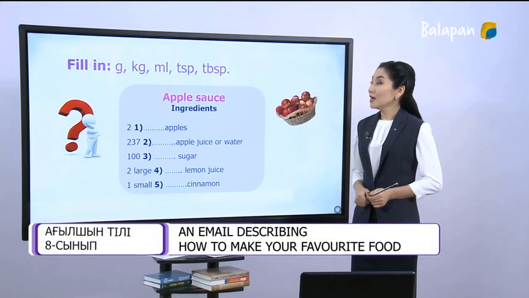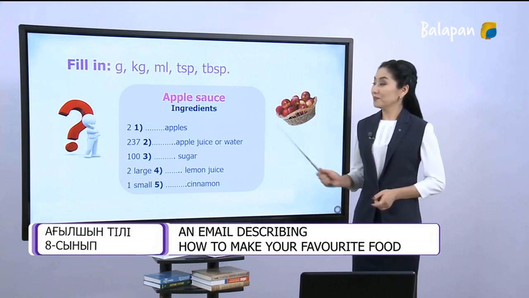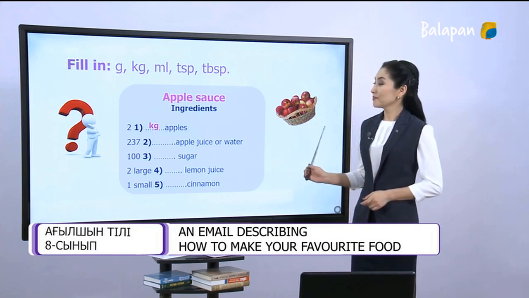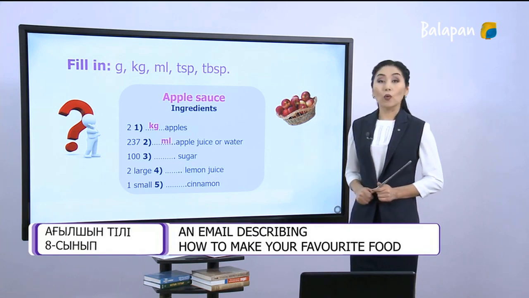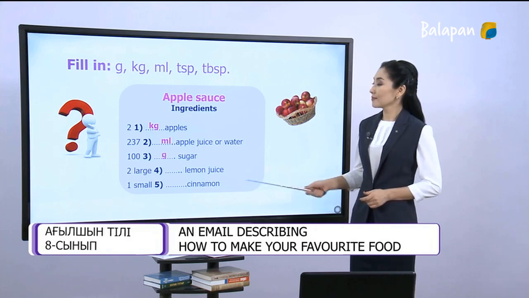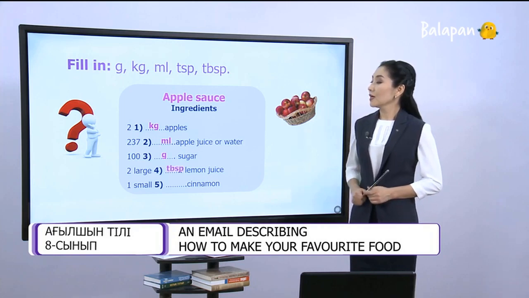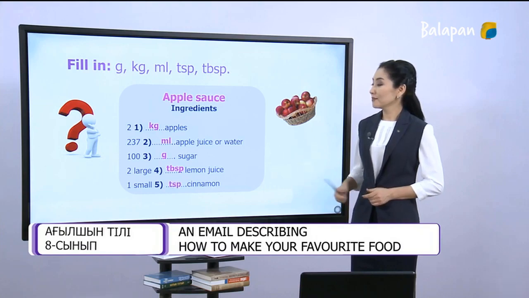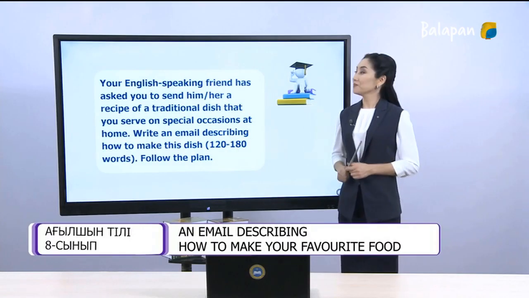Check your answers. To make the applesauce, we need the following ingredients: 2 kilograms of apples, 237 milliliters of apple juice or water, 100 grams of sugar, 2 large tablespoons of lemon juice, 1 small teaspoon of cinnamon. Brilliant. Now, students, your turn.